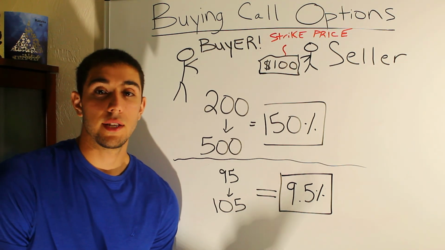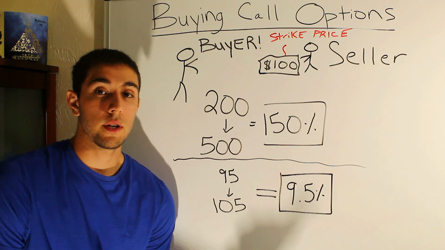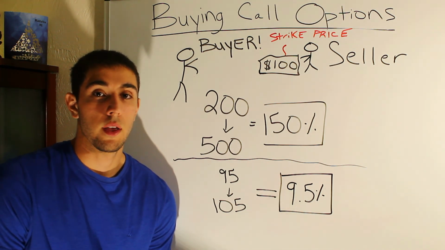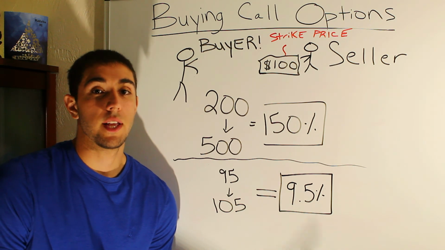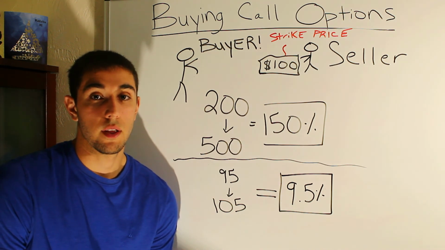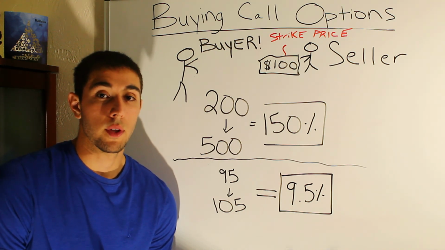A very important detail that you need to learn when buying a call option is to look at the break-even point. Don't just look at the strike price, because that's not the actual amount to make profit. You need to go above the break-even point to make money.